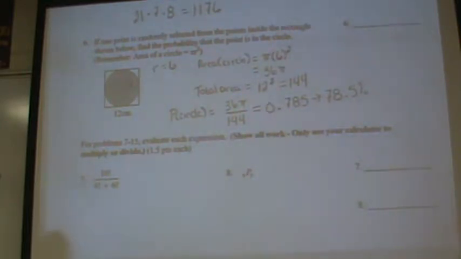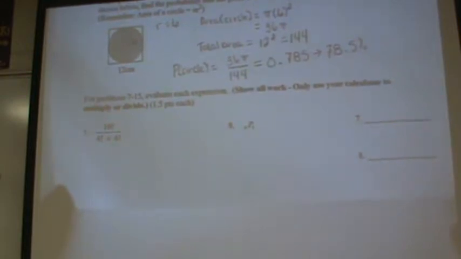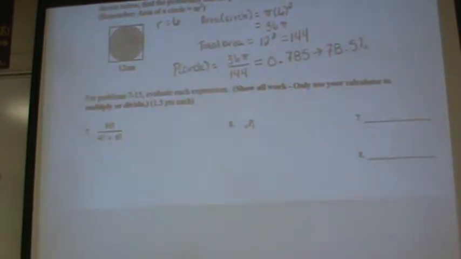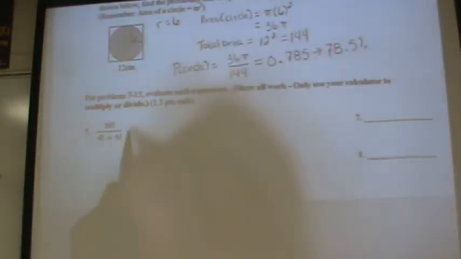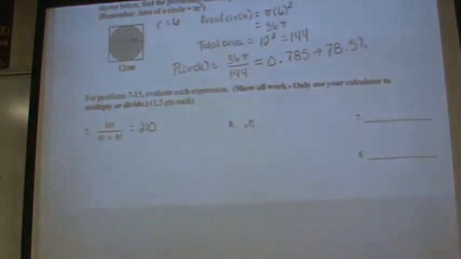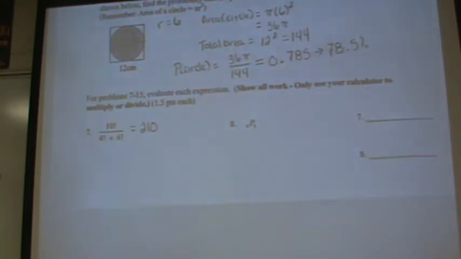Now 7 through 15. We're evaluating the expressions given. These can be punched into your calculator. So for number 7, we have 10 factorial over 4 factorial times 6 factorial. This gives us 210 when we punch it into our calculator.